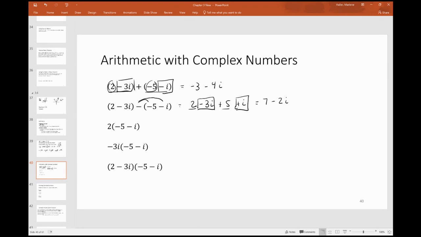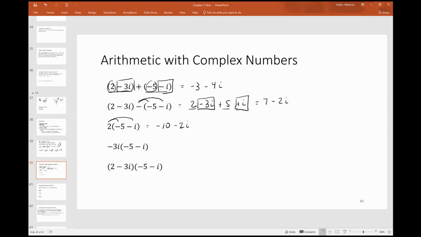Okay, multiplying complex numbers, yeah, you can do this the same as if they weren't, right? With this next example here, we're just going to multiply the complex number -5 minus i by 2, right? So we can just distribute that. 2 times -5, of course, is -10, and 2 times -i is -2i.